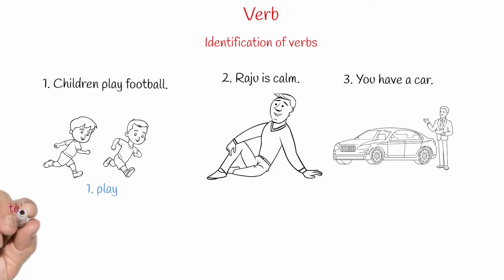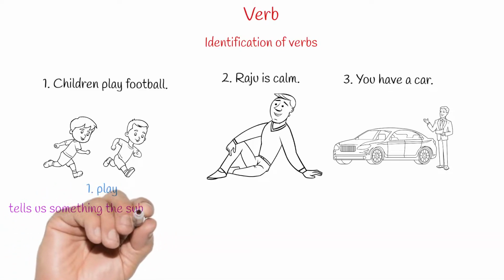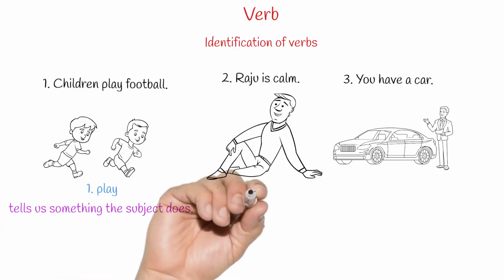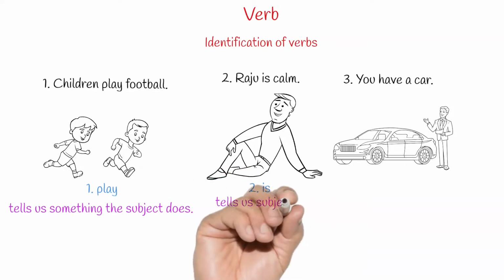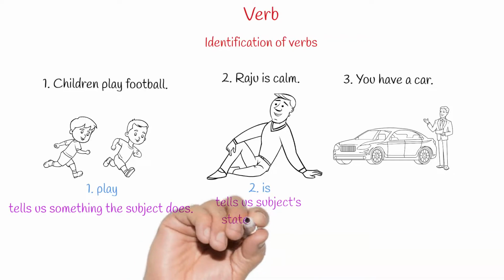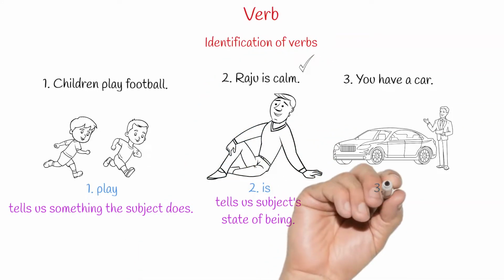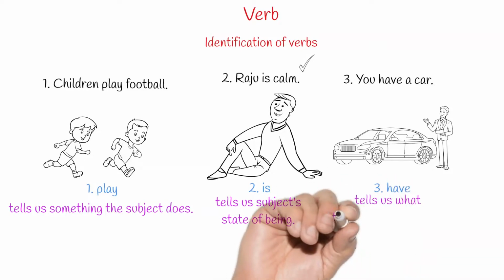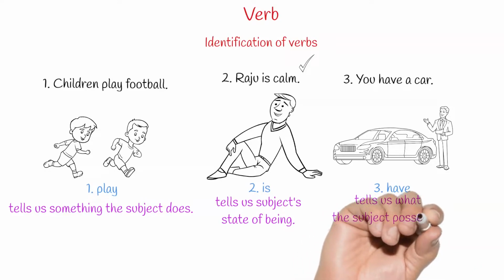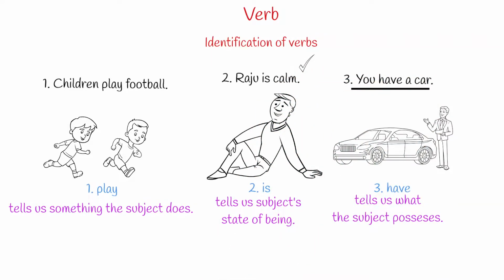1. Play. It shows the action of the subject. Here, children play football. 2. Is. It shows the subject's state of being. Here, Raju is calm. 3. Have. It shows what the subject possesses. Here, you have a car.